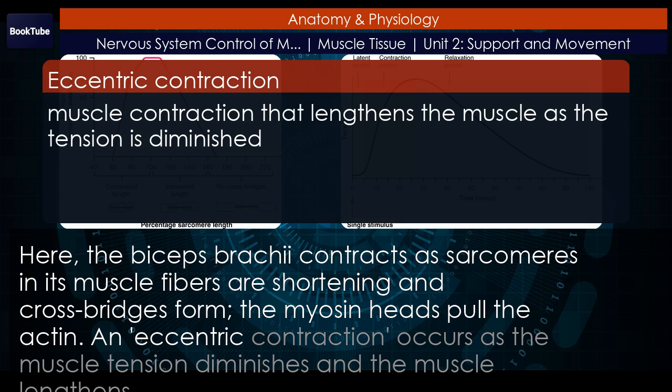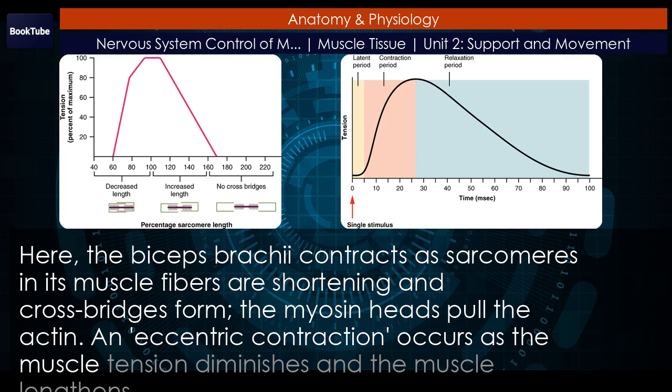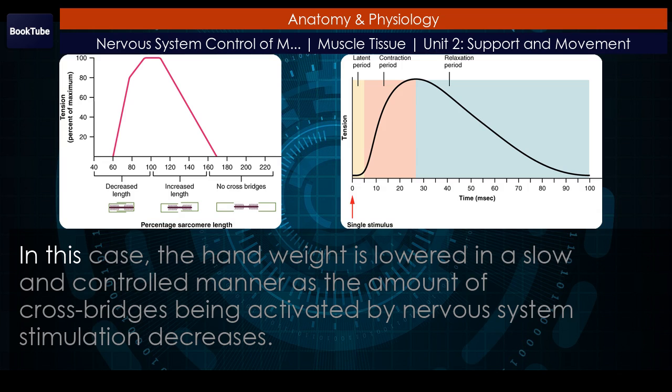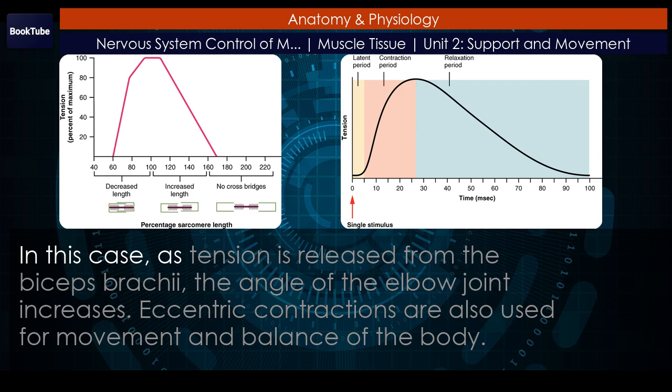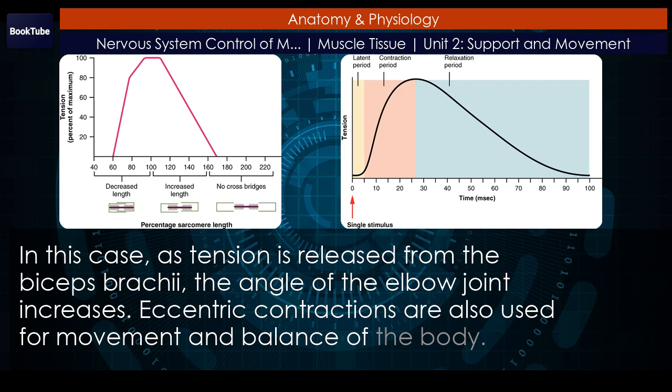An eccentric contraction occurs as the muscle tension diminishes and the muscle lengthens. In this case, the hand weight is lowered in a slow and controlled manner as the amount of cross bridges being activated by nervous system stimulation decreases. In this case, as tension is released from the biceps brachii, the angle of the elbow joint increases. Eccentric contractions are also used for movement and balance of the body.